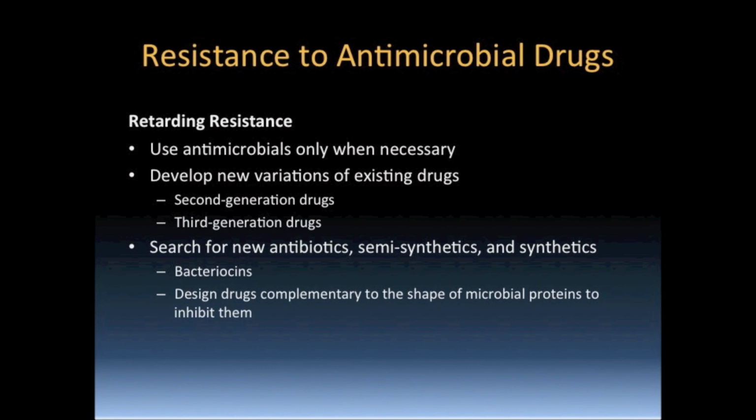A fourth way in which resistance can be averted is to work toward the development of new antimicrobial drugs. In some cases, scientists can use existing antimicrobial drugs to create variations of the drug. The development of new variations creates a newer generation of the drug. We have seen such work with the cephalosporins, in which there are currently 4 generations of drugs.